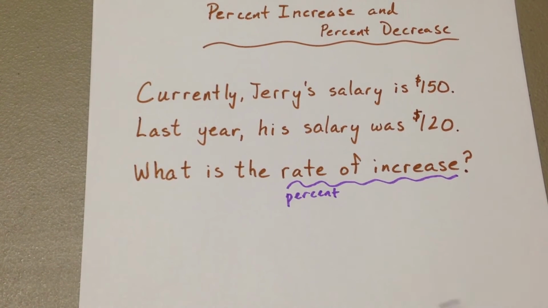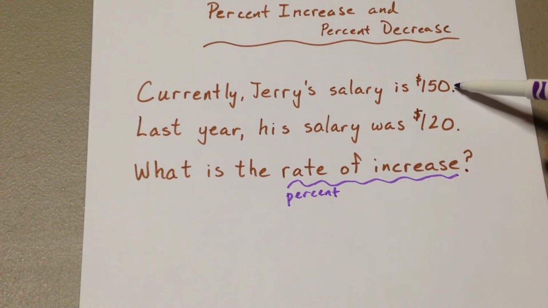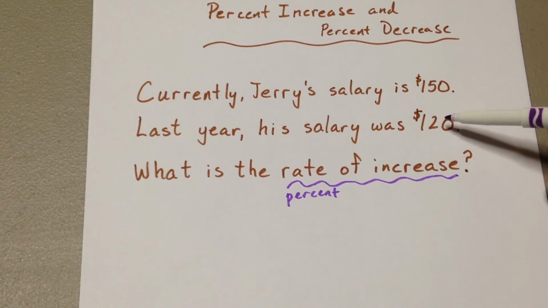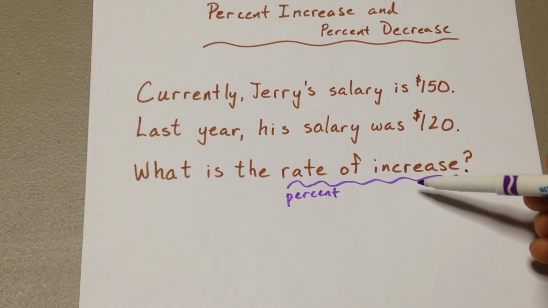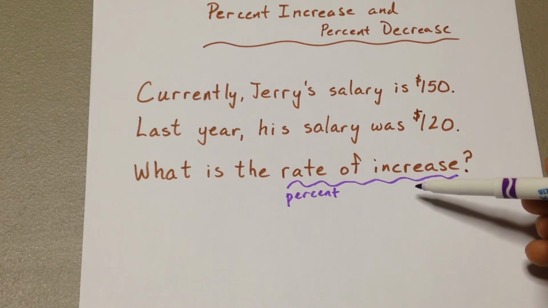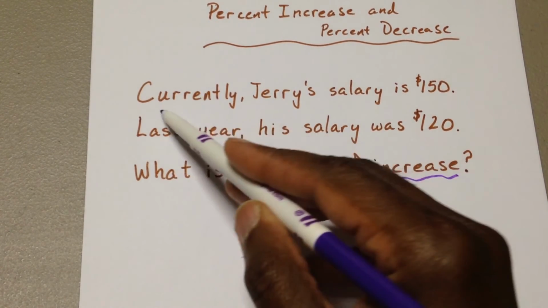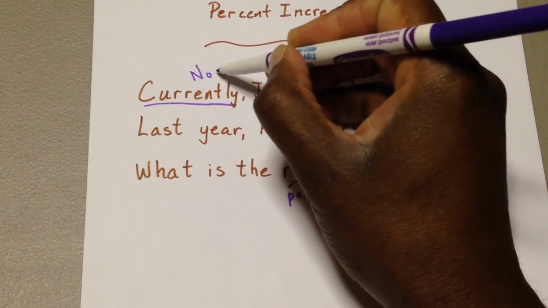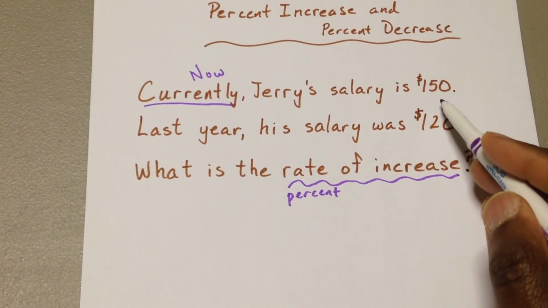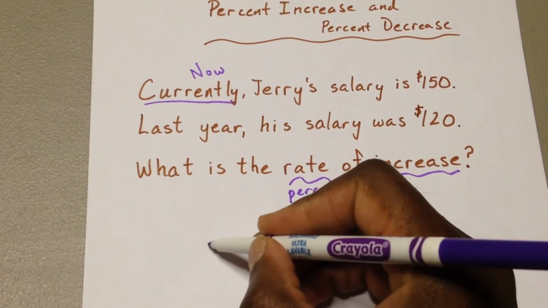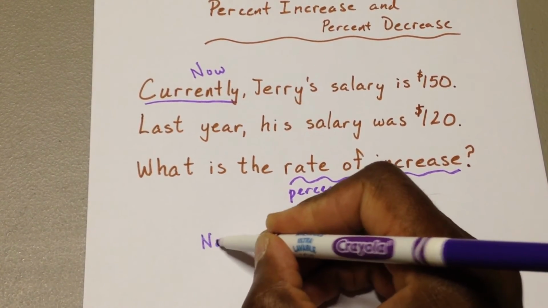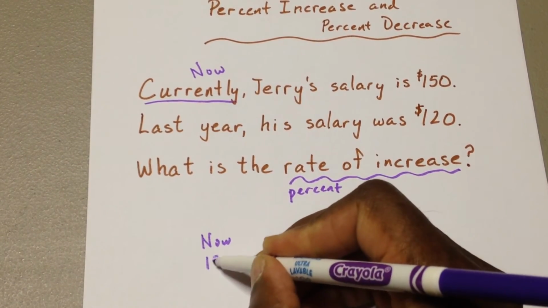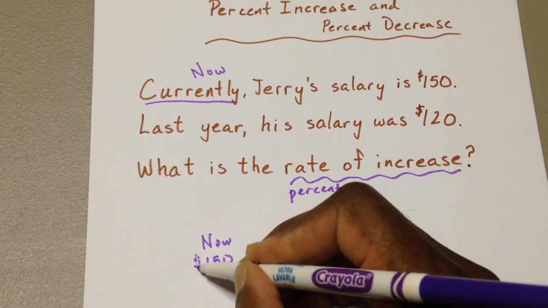Now let's find out. We need to see what's the original number here. Because the way it looks, I see 150 first and then 120. That looks like a decrease. Yet I'm being told here that this is a rate of increase. Well, it says currently. Currently means now, right? Now, Jerry's salary is $150. So let's just put that down. At this time now, his salary is $150, right?